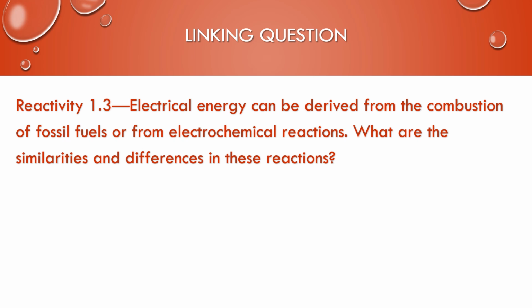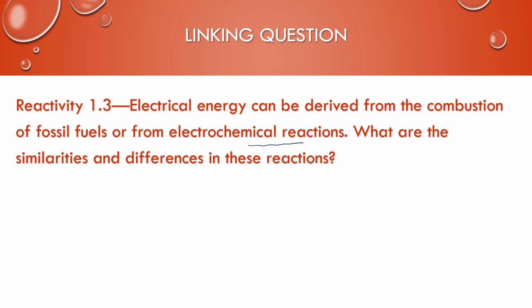Okay, so electrical energy can be derived from the combustion of fossil fuels or from electrochemical reactions. What are the similarities and differences in these reactions? Electrochemical reactions that produce energy are the voltaic cells, right? Combustion of fossil fuels can also produce energy. They're both redox reactions. Combustion is always an oxidation-reduction reaction because the oxygen that has to react starts at an oxidation state of 0 and changes over the course of the combustion reaction.